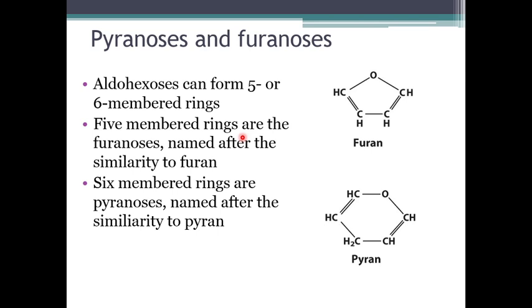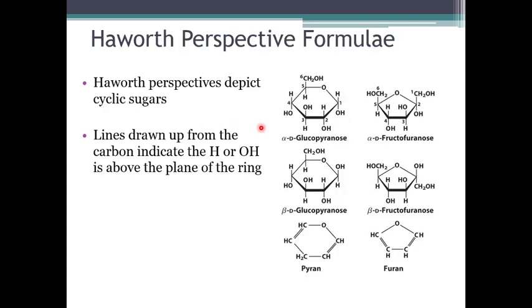There are two different ways of drawing the cyclic form of monosaccharides. The first perspective is called the Haworth perspective formulae. Haworth perspectives depict cyclic sugars. A line drawn up from the carbon indicates the hydrogen or hydroxy is above the plane of the ring. For example, in alpha D-glucopyranose, if you look at the anomeric carbon, the hydroxy is below the plane, whereas hydrogen is above the plane. Compare that to beta D-glucopyranose, where the anomeric hydroxy is above the plane. That's the only difference between these two 6-membered sugars.